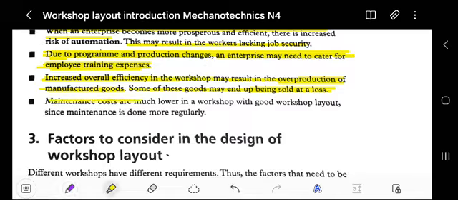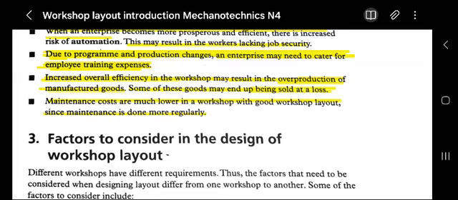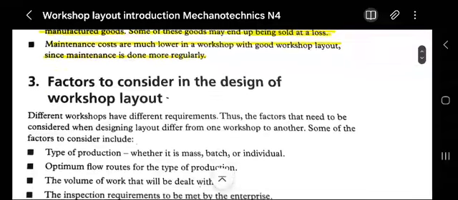Maintenance costs are much lower in a workshop with a good workshop layout, since maintenance is done more regularly, right? This is good.